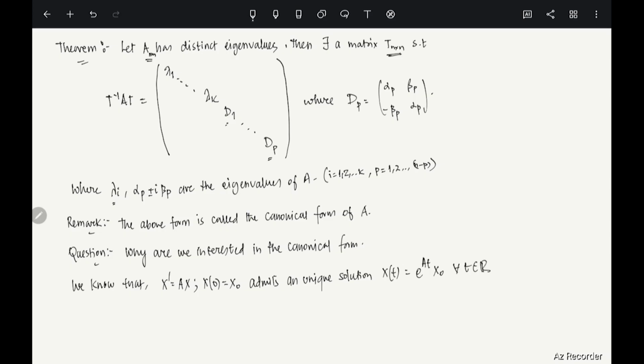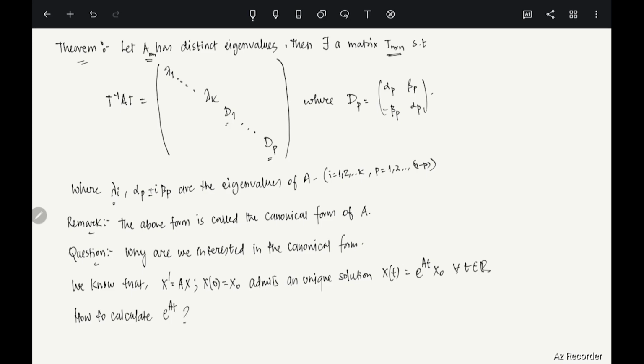Now you see, if we want to explicitly calculate what the unique solution is, so basically if we can calculate e power At, then you just multiply it by the vector x naught and we are done, right? Okay, so how do you calculate e power At? That's the question: how to calculate the exponential e power At?